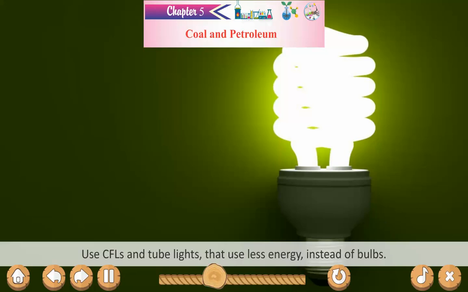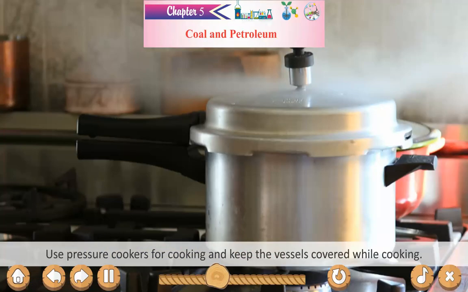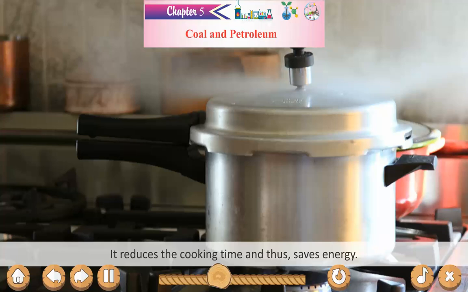Use CFLs and tube lights that use less energy instead of bulbs. Use public transport in place of private vehicles. Use pressure cookers for cooking and keep the vessels covered while cooking. It reduces the cooking time and thus saves energy.